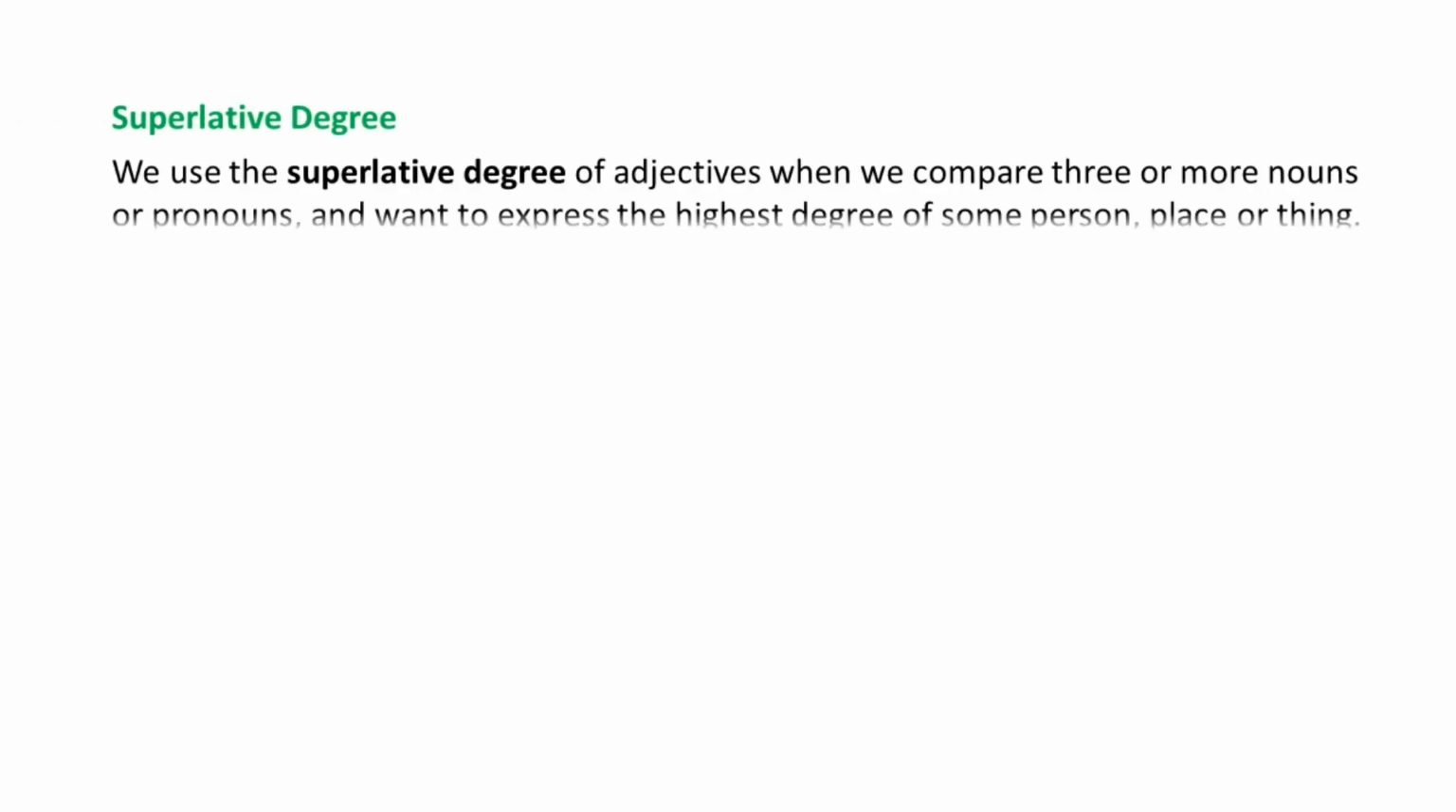And now let us see when and where we use the superlative degree. We use the superlative degree of adjectives when we compare three or more nouns or pronouns and want to express the highest degree of some person, place or thing. Let's see some examples. Again, Munnar is the coldest hill station. This is the most difficult of all.